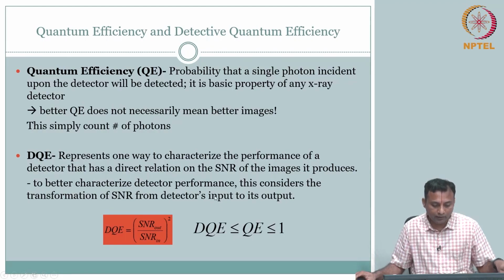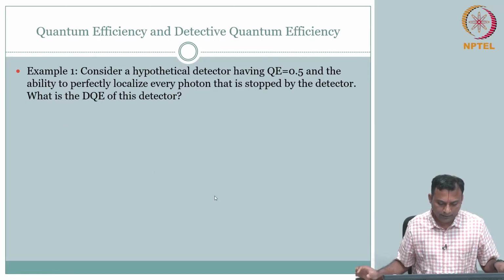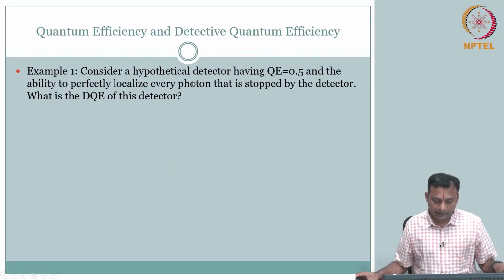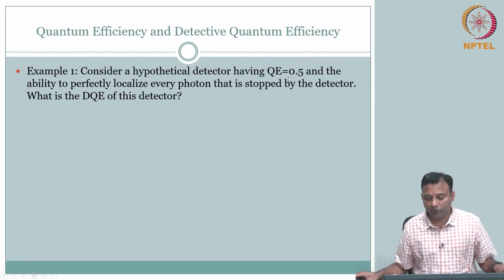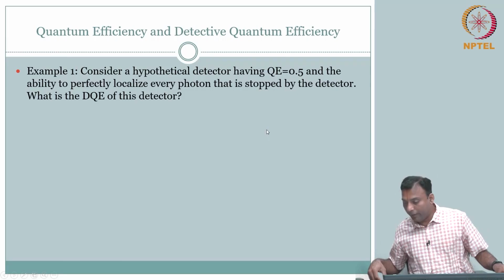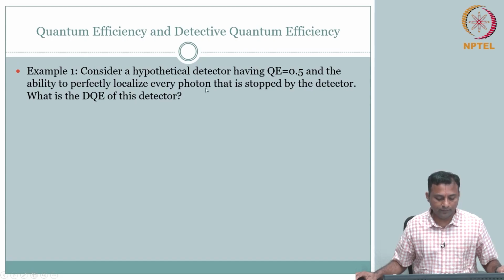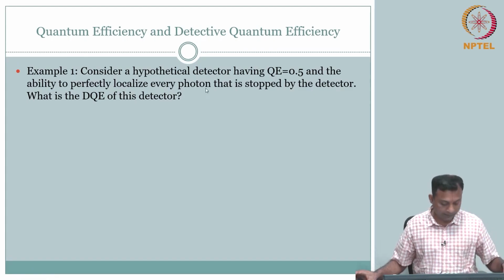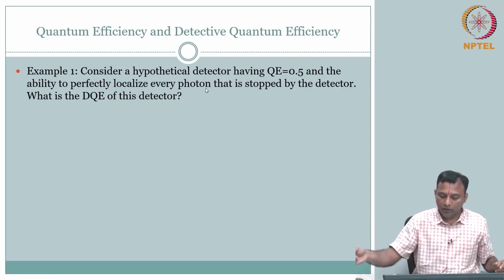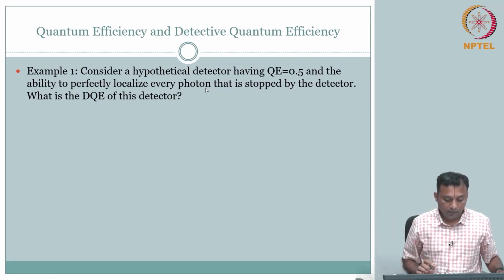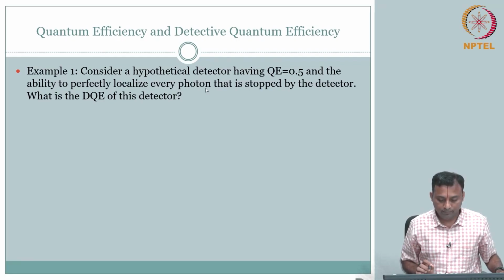Okay. So now let us take an example. Consider a hypothetical detector having a quantum efficiency of 0.5 and the ability to perfectly localize every photon. What is the DQE of this detector? So what is DQE? Well, DQE is the signal to noise ratio at the output, over the intrinsic signal to noise ratio, squared.